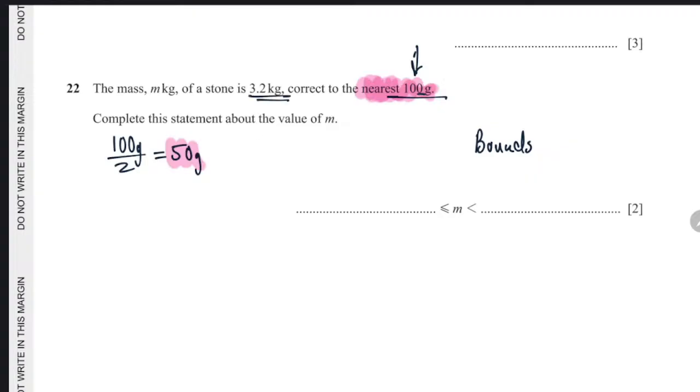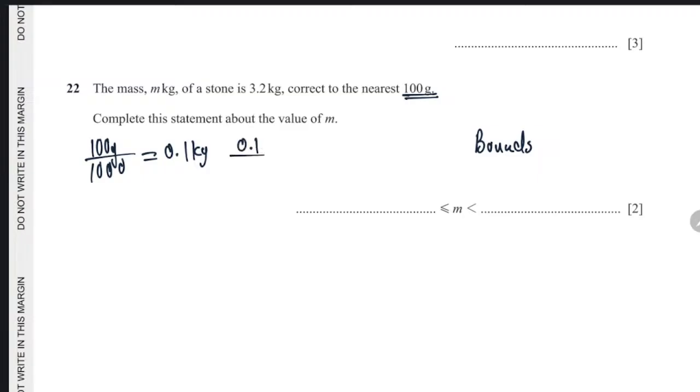Are we together? Now, since this is already in kgs, you should take the nearest value and first convert it to kgs. You'd say 100 grams divided by 1000 is going to be 0.1 kgs. Then the first thing is we divide that by 2. We'll get 0.05 kgs. Then to get the lower bound, we subtract this answer from here. So you say 3.2 minus 0.05.